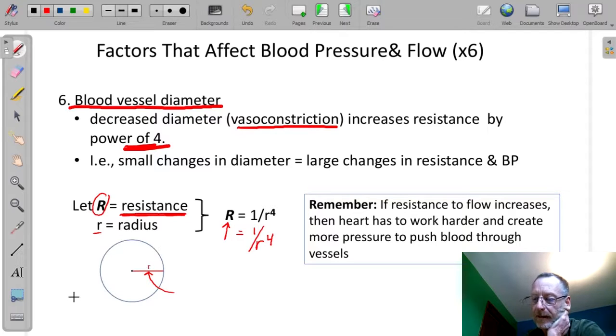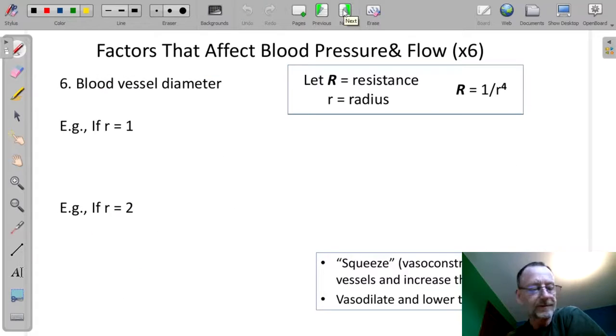Okay? So this is sort of the point of it all, is that if resistance to flow increases, the heart has to work harder, creates more pressure to push the blood through those vessels with higher resistance. Next slide, let's do a couple of examples.